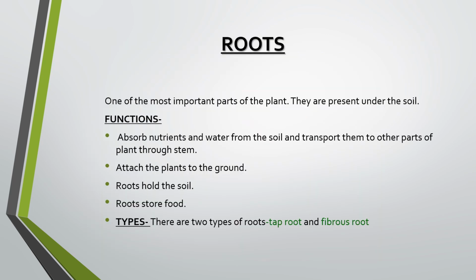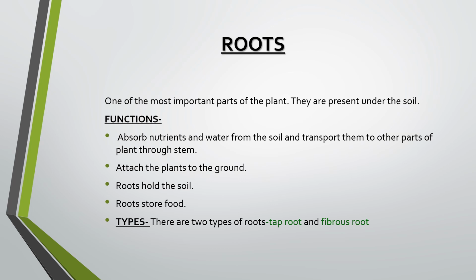We start with roots. Roots are one of the most important parts of the plant, and they are present under the soil. They have various functions to perform, like they absorb the nutrients and water from the soil and transport them to other parts of the plant through the stem. Now we can understand it through an example.